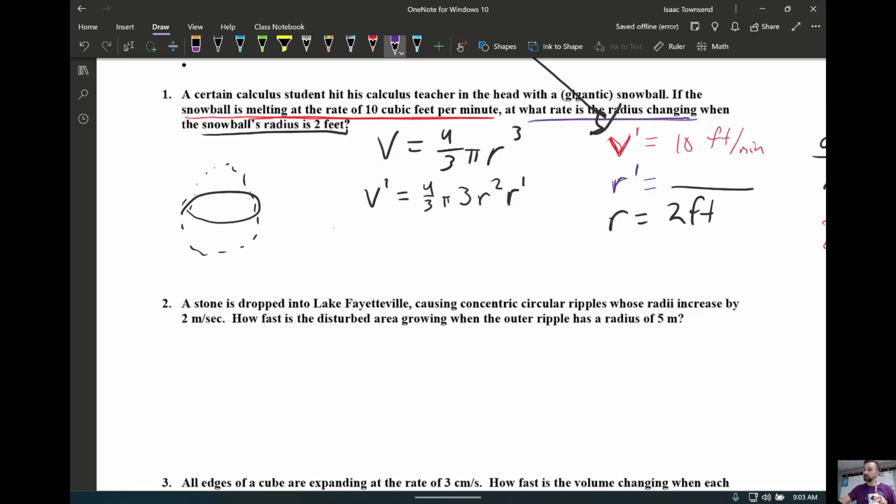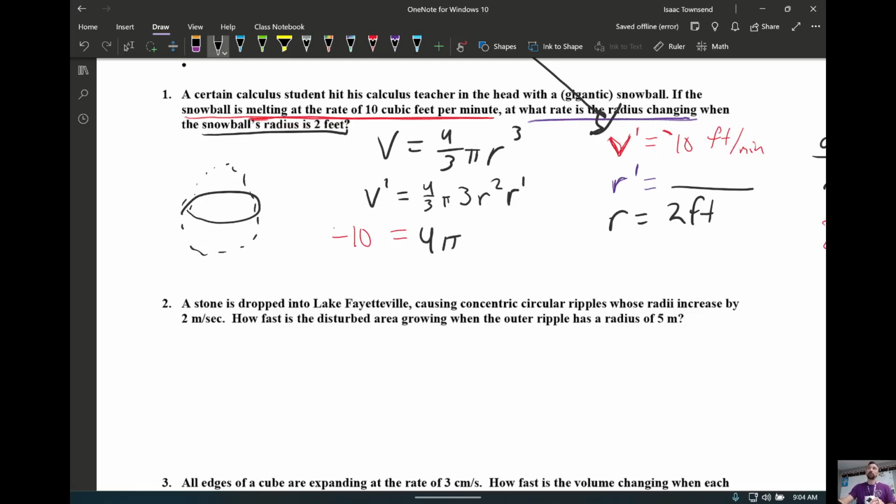V prime. Actually, I'm wrong here. V prime is not 10 feet per minute. This would mean it's increasing. Since it's melting, I should have made this negative. Negative 10 feet per minute. This is just a number. This is just a number. Although times 3 divided by 3, let's just cancel those.